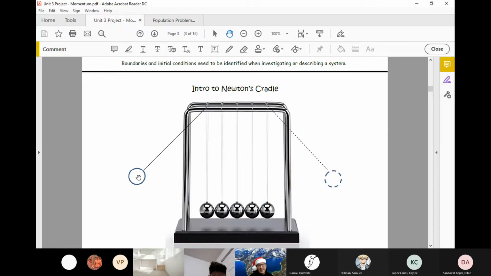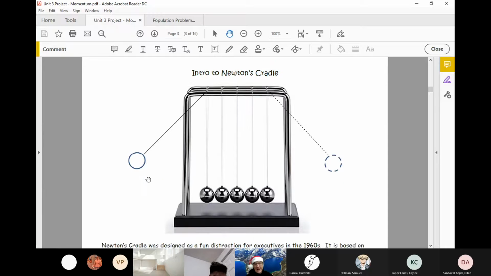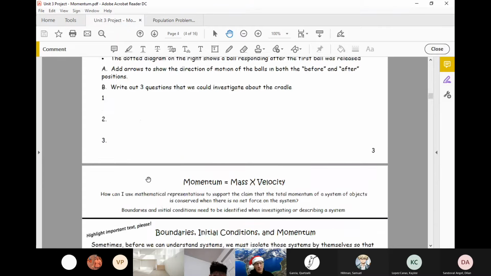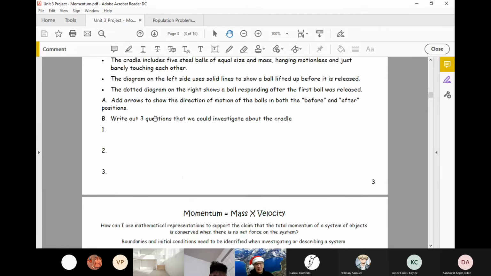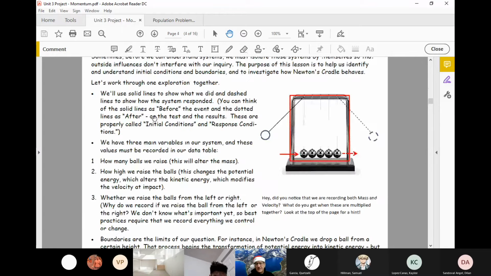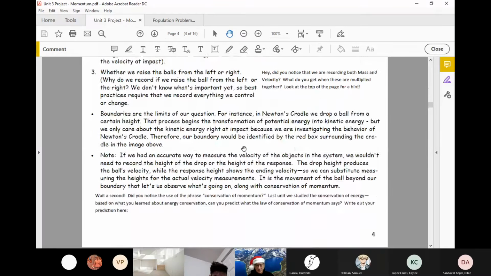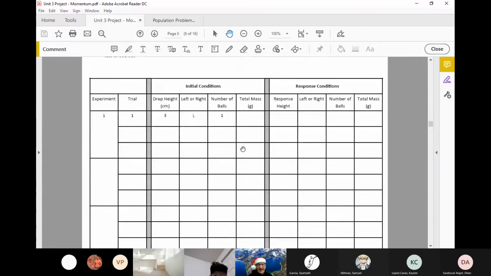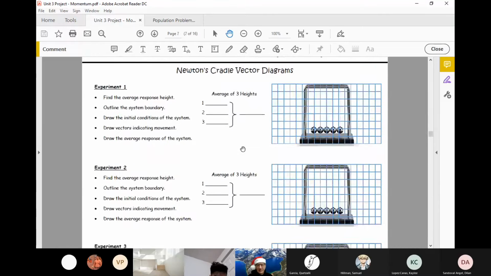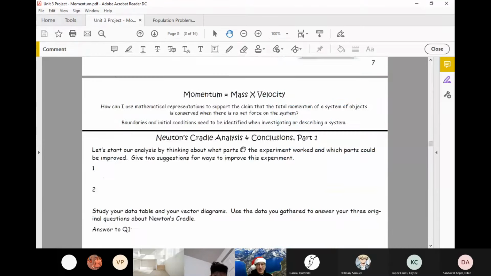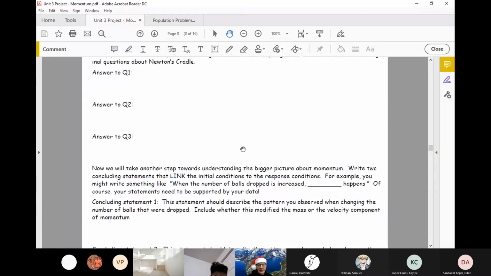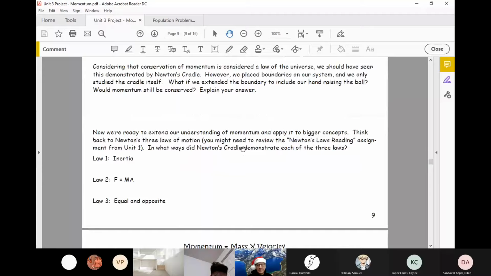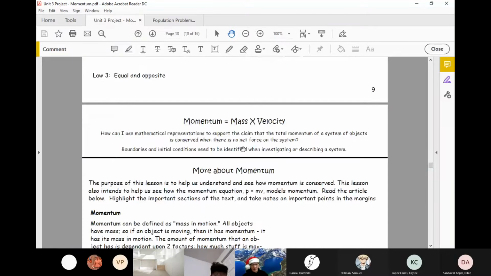So we're going to analyze the collision between this first ball and these other balls, both before and after the collision. We came up with some questions to analyze. We defined the boundary of the system. We designed experiments, gathered data, presented that data in a visual format, analyzed our results, and came to some conclusions. Then we started doing some other things.